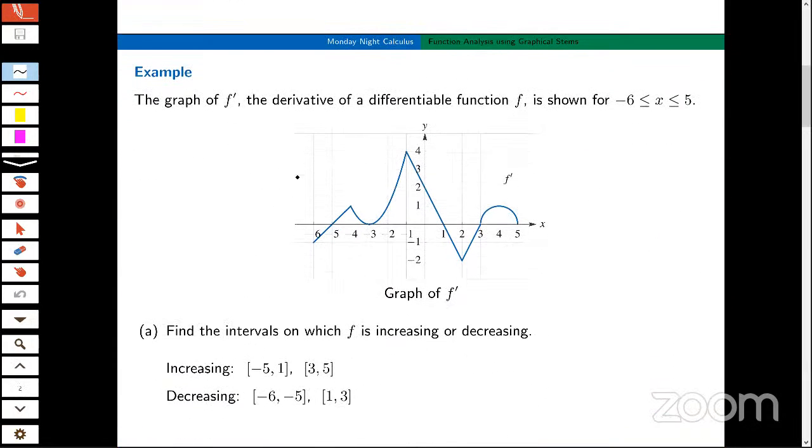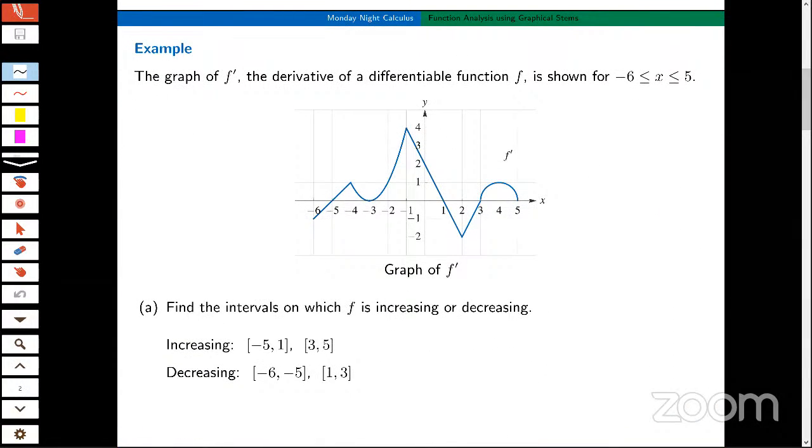So here's the example that I'm going to work through. This is the graph of f prime. It's the derivative of a differentiable function f, and it's shown on this closed interval, -6 less than or equal to x less than or equal to 5. Although on the graph you don't quite see them, there probably ought to be some closed solid circles there to make that a little bit clearer. So the first typical question here is, let's find the intervals on which f is increasing or decreasing.